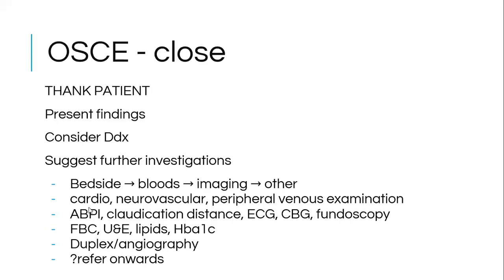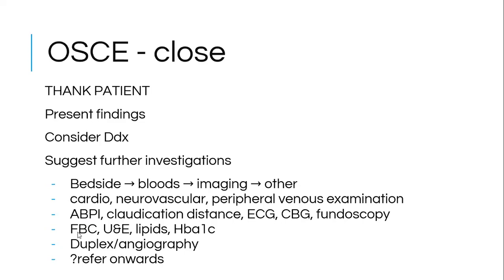So you would do a cardio exam, a neurovascular exam, and a peripheral venous examination because the two usually go hand in hand. You'd suggest an ABPI if you haven't done it. You would ask to measure their claudication distance. You'd ask for an ECG in case there are cardiac problems as well. You'd ask for a capillary blood glucose, so an immediate one to check what their sugar is. You can also suggest that you might be fancy and do some fundoscopy, so you might look at the back of their eyes to look for any other indications of high blood pressure or high cholesterol.